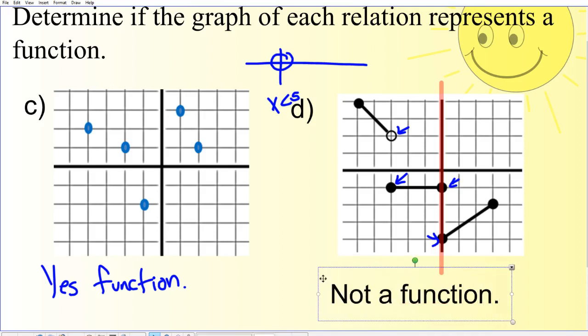It fails the vertical line test. Right here, right where I have my line right now, is where it fails the vertical line test because it's going through both of these dots at the same time. And it doesn't matter if it passes over here or everywhere else. As long as you find one point where it does not pass, it fails. It is not a function.